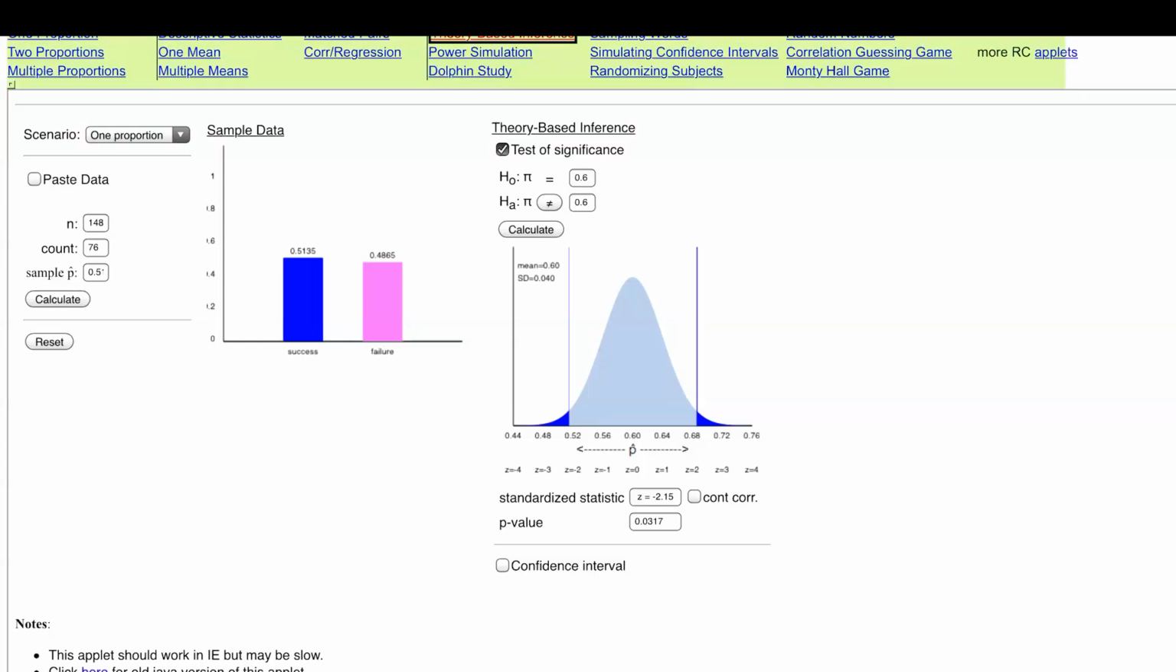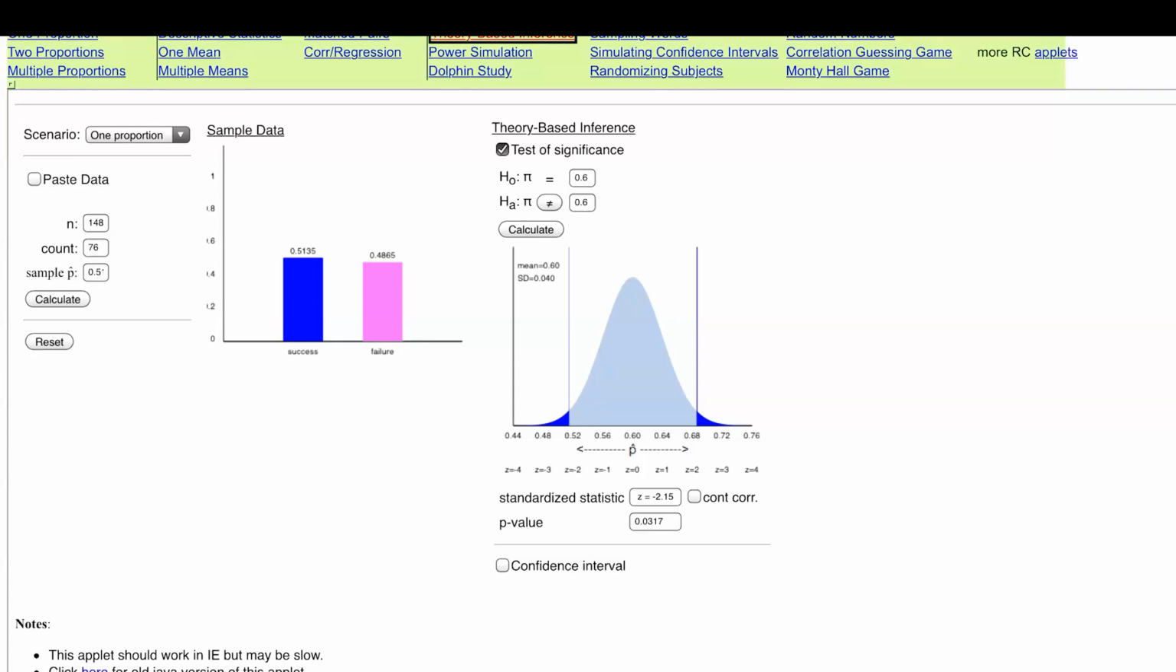the area or the dots, if we could see the individual dots, that are at least as extreme as the observed 0.51. So here's, well, I guess I can't do that. Never mind. I can't write on this.